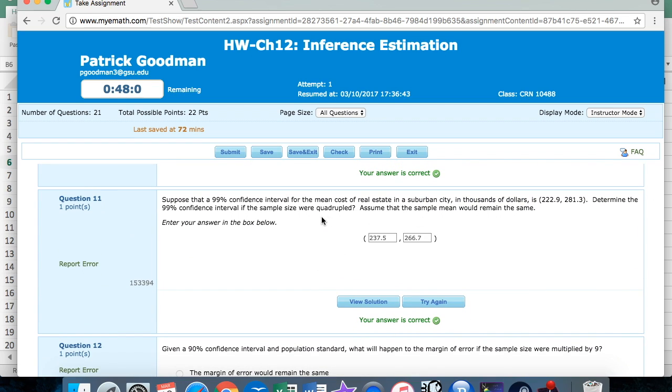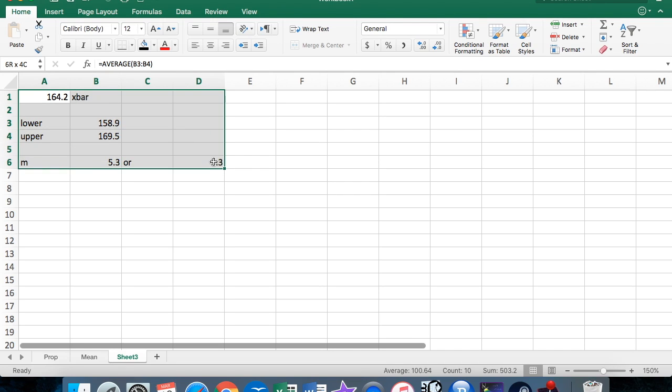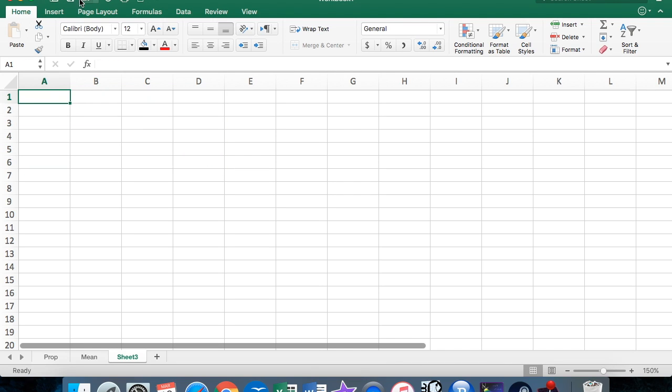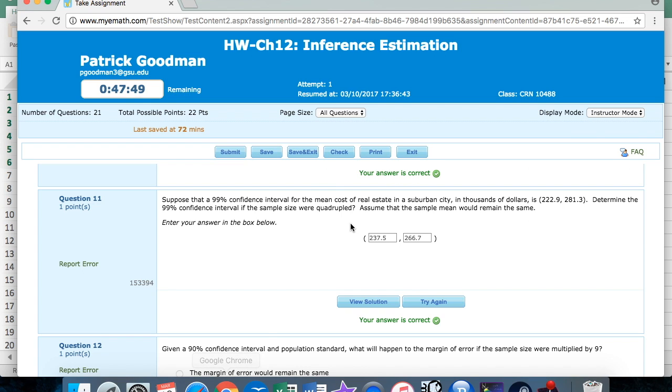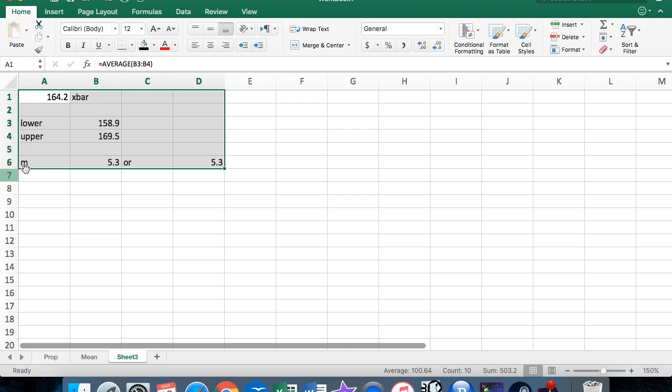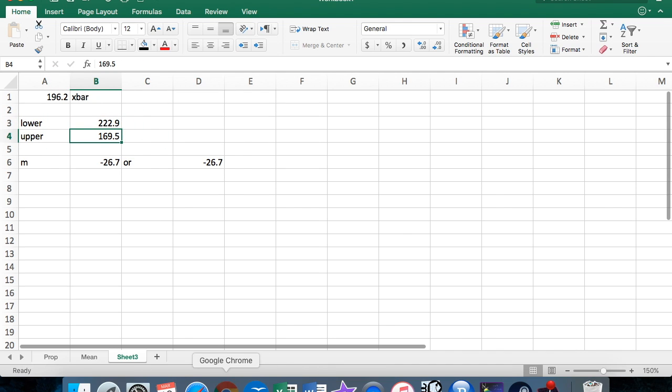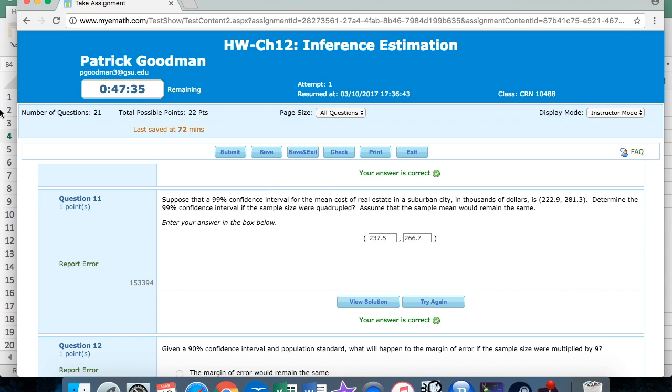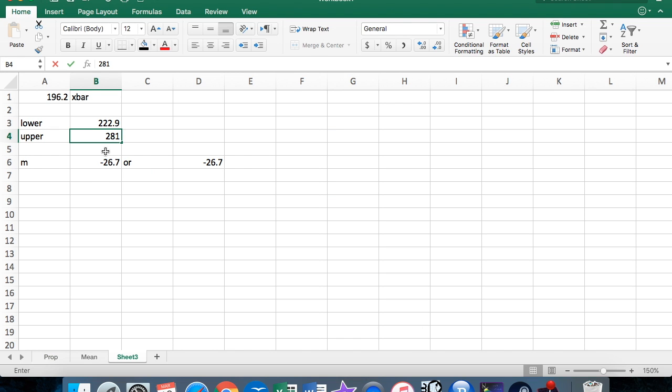Okay, determine the 99% confidence level if the sample size were quadrupled. Now this one can be kind of tricky, so let's do this one together. All right. Well, I could have just left that stuff there. So here we have a 99% confidence level. Now we're going to do the same process here. So 222.9, and then 281.3.